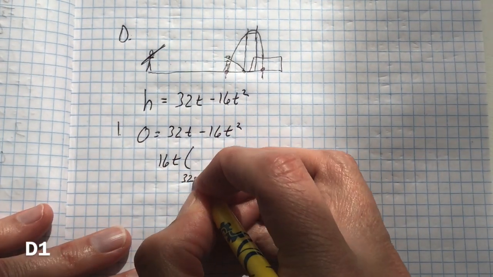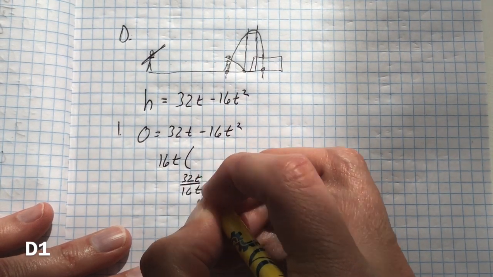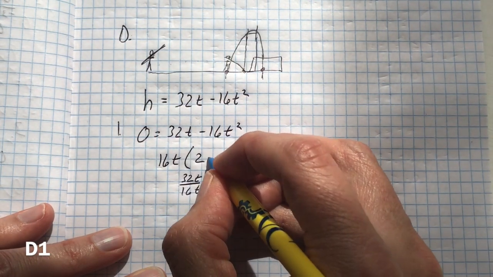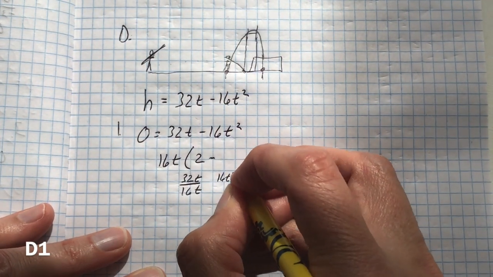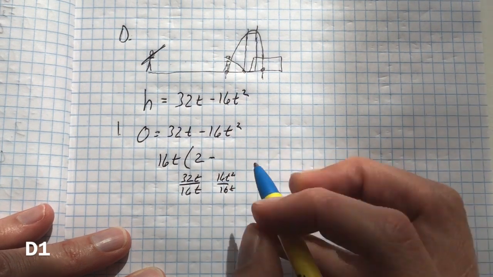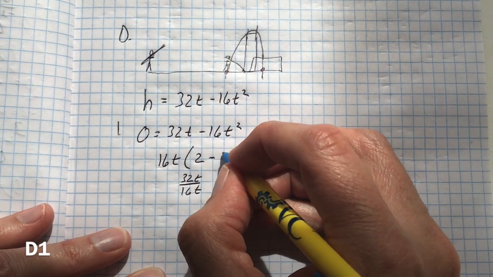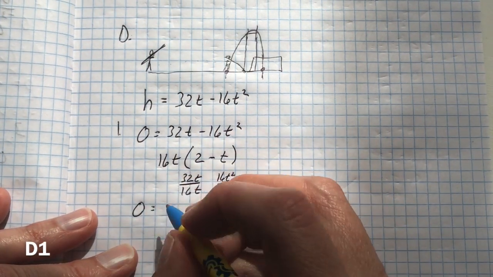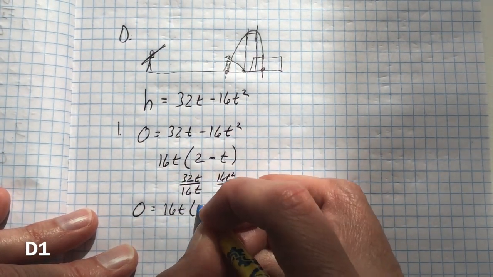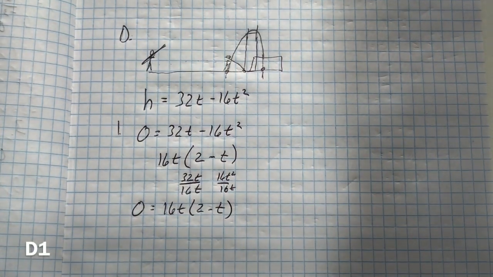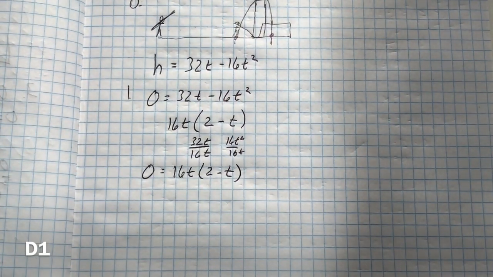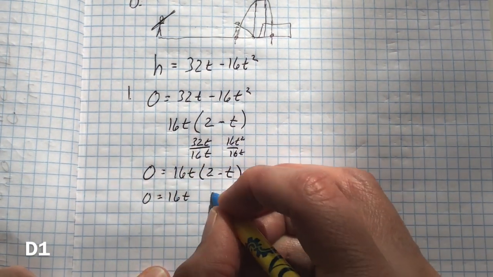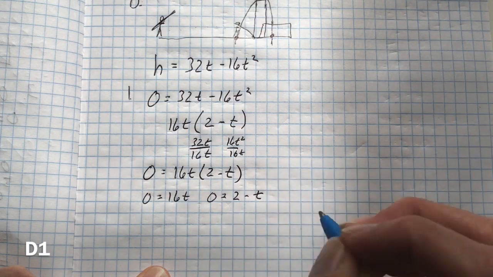So if I have 32t divided by 16t, that's going to leave me with 2. Then I'm going to be subtracting that. Then I'm going to have 16t to the second minus 16t, and that would leave me with a plain old t. So now I have a new factored form of this: 16t times 2 minus t. All right, so let's figure out where the zeros are in this case. So 0 equals 16t and 0 equals 2 minus t.